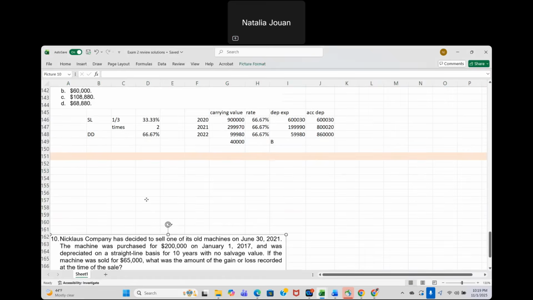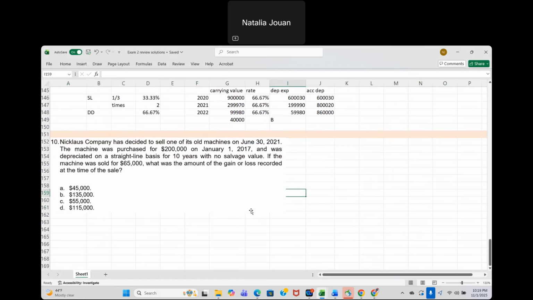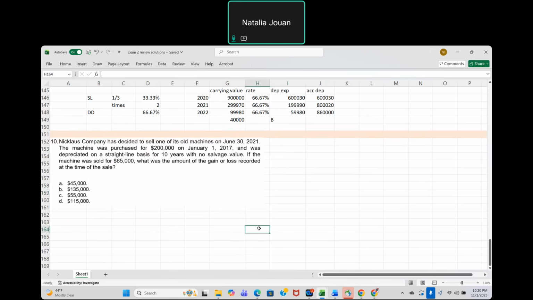The last one. So Nicholas company has decided to sell one of its old machines on June 30th, 2021. The machine was purchased for 200,000 on January 1st and was depreciated on a straight line basis for 10 years with no salvage value. So the machine is selling on June 30th. What was the amount of gain or loss recorded at the time of sale?